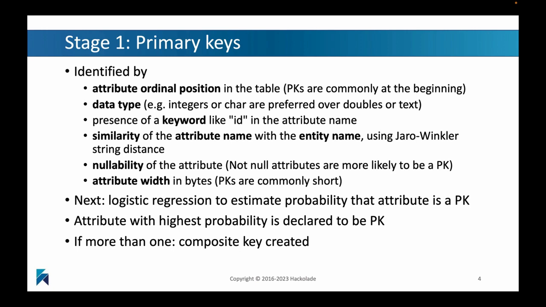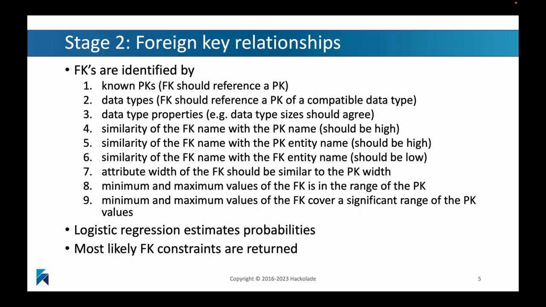Then when we have these attributes, when we have these indicators, we will go through a logistic regression to estimate the probability that an attribute is actually a primary key, yes or no. And then the ones with the highest probability are going to be declared to be a primary key. Possibly there might be more than one, and in that case we will create a composite key.